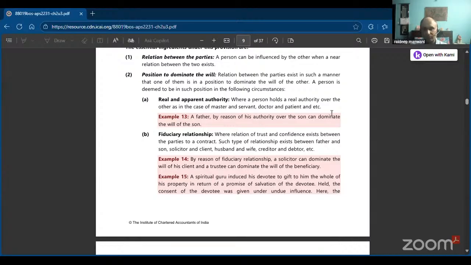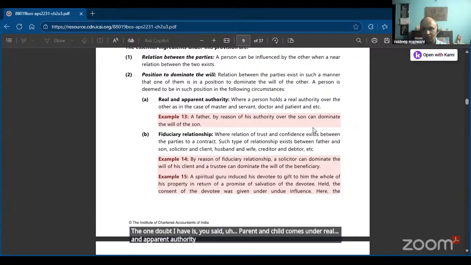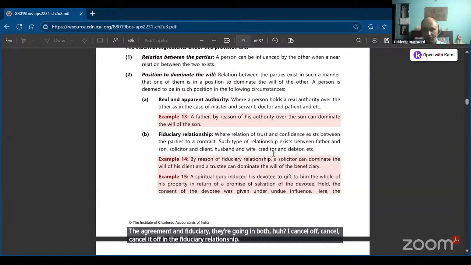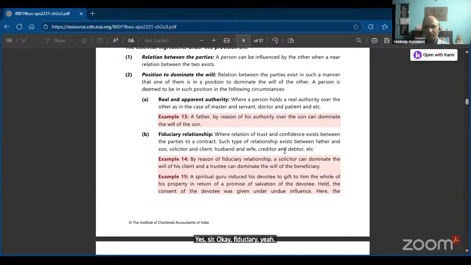Sir, one doubt I have is you said parent and child comes under real and apparent authority. But then you said the example of father and son is wrong under real and apparent authority. No, they've given father and son in the fiduciary relationship, I think. Yes, they've given it in both. So cancel it off in the fiduciary relationship. Okay, fiduciary, yeah. That's why I said it's wrong over there. Understand? Got it.